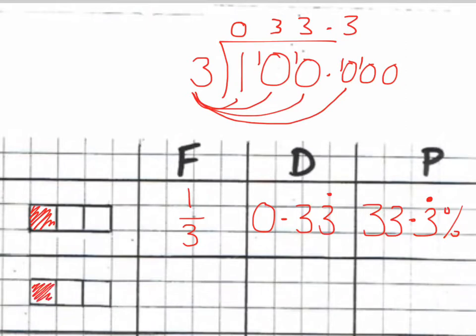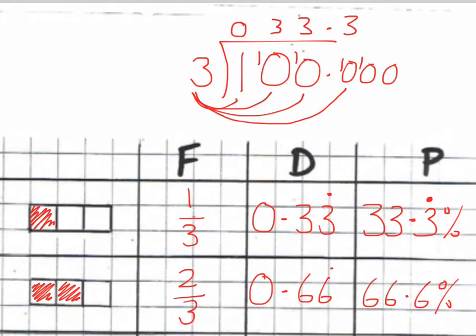So instead of having 1/3, we're going to have 2/3. If we double the fraction, we can double the decimal and double the percentage. So we will have 0.66 recurring and 66.6 recurring percent. Let's pop that recurring dot in there.